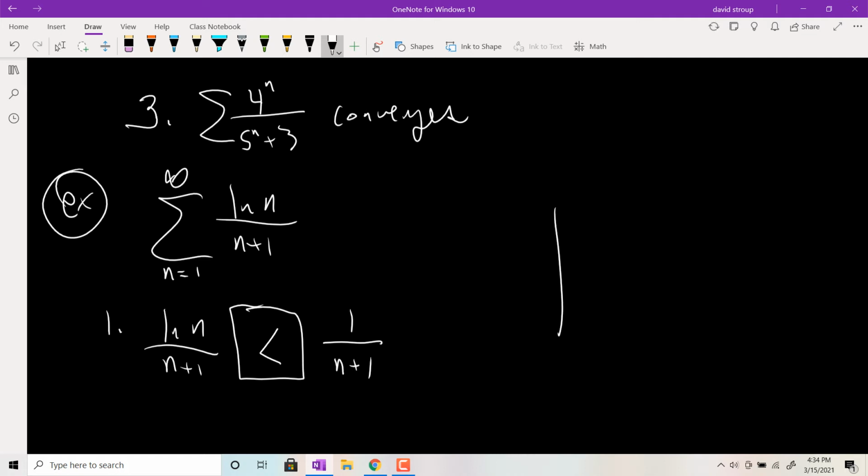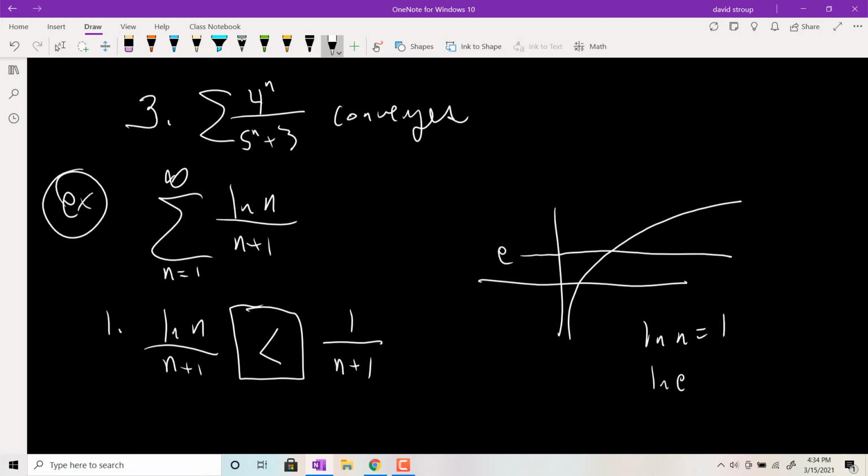Okay. And if you think about it, what is the ln of n? The ln of n looks like this, and it just keeps going up and up and up. So eventually it's going to be greater than 1, right? Where does ln of n equal 1? Well, that's where it's equal to e, right?